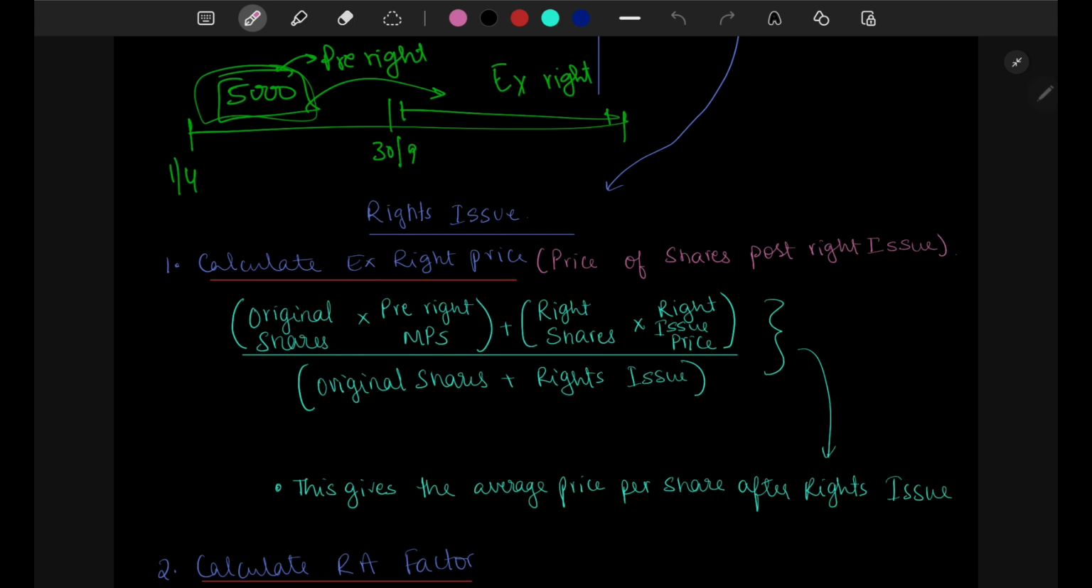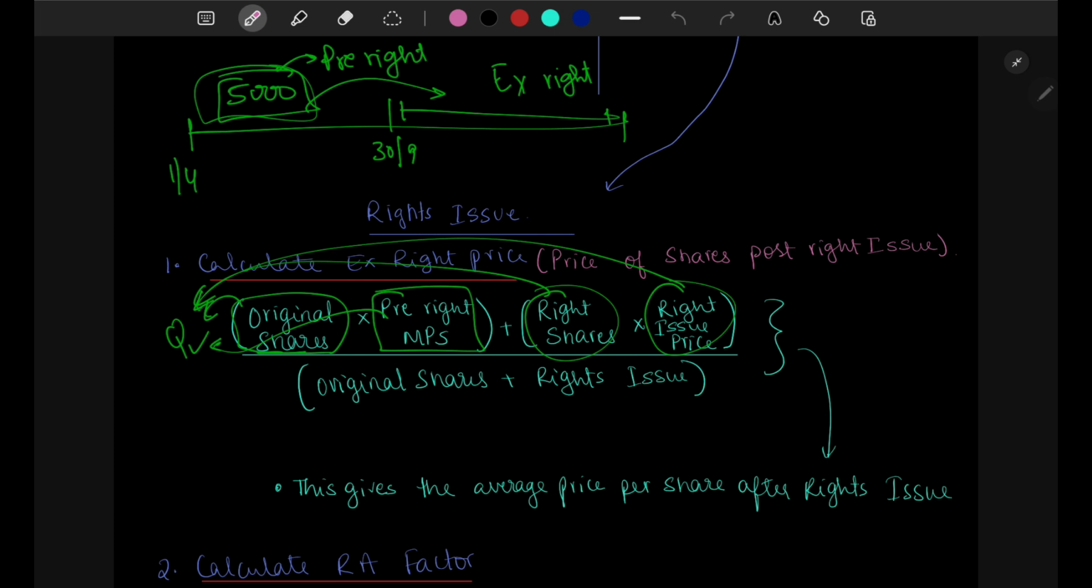So firstly, the same procedure that we followed: we take the original number of shares and multiply it with the pre-right market price per share. How many ever original shares existed before the rights issue, you take that and multiply it with the pre-right market price of the shares. This will be given in the question. Everything in the numerator will be given in the question, and everything in the denominator will also be given in the question. So there is no need to worry about anything.